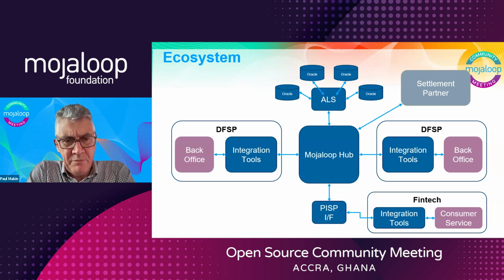And then down at the bottom, we have PISP, Payment Initiation Service Provider. There we provide functionality for a fintech to connect to a Mojaloop hub. Effectively, the Mojaloop hub acts as an aggregator for every DFSP that's connected into it. The fintech integrates once into our PISP interface, and from there, they're connected to every DFSP. We provide a separate set of integration tools for the fintechs, or in actual fact, it might be a government or whoever it might be.